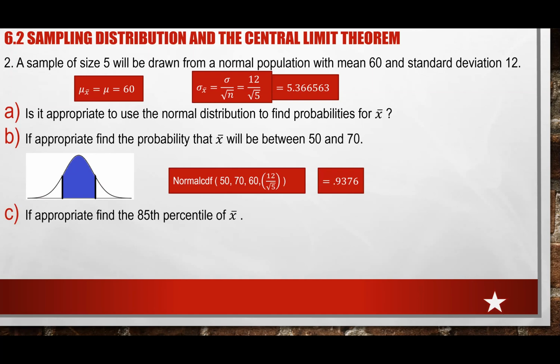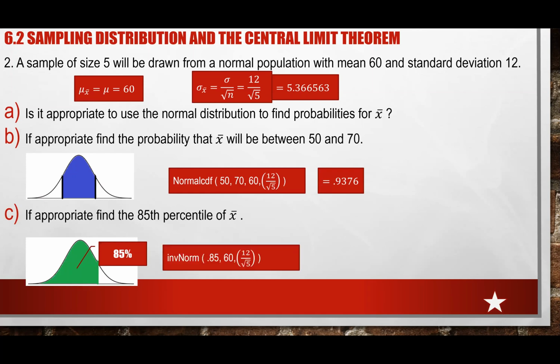Same idea for the 85th percentile, which is 85% on the left, so we know that we need to do the inverse norm: inverse norm of 0.85, 60, and 12 divided by the square root of 5. So again, question here, before we go to our application, which is a realistic example. Question on how to use your calculator, or how to enter it in your calculator?